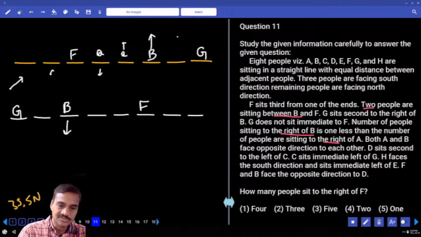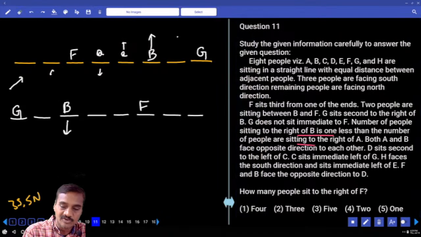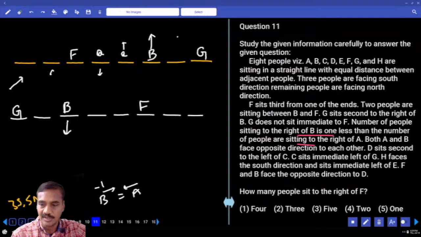Then this is the first time we are coming across 2 possibilities in this condition. The number of people to the right of B is 1 lesser than to the left-hand side of A. Clear? And both A and B face opposite directions to each other.